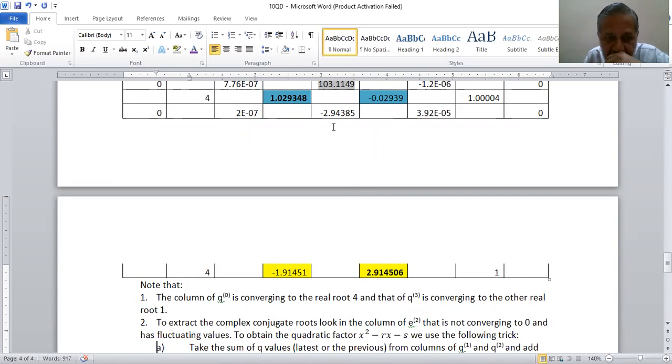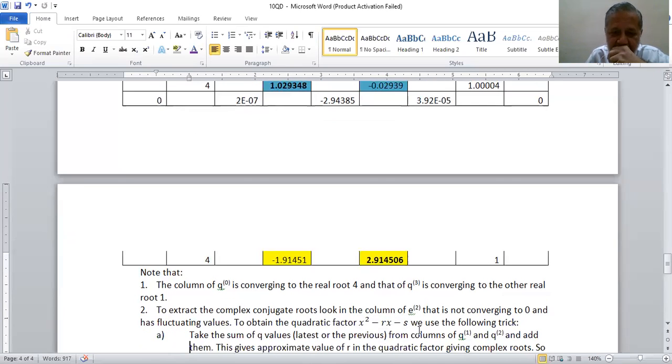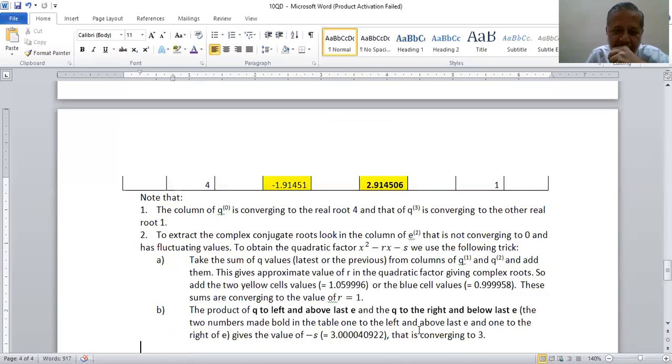E0, E1, E2, that is not converging to 0 and has fluctuating values. To obtain the quadratic factor that will ultimately produce the corresponding complex conjugate root, we use the following trick. The trick is take the sum of Q values, latest or the previous, from the columns Q1 और Q2 जिसके बीच में E का कॉलम डाइवर्ज कर रहा था, and add them. In fact हमने ये दोबारा लिख दिया, sum लेना था, sum of Q values ले लिया.